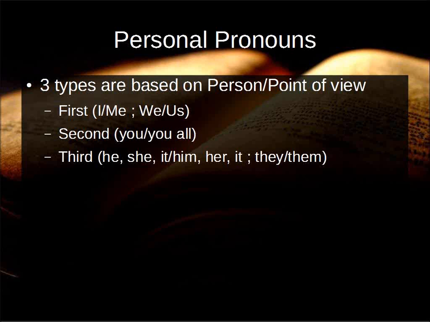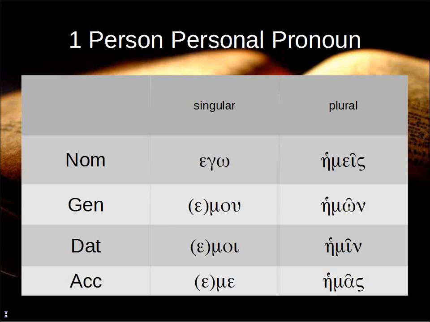All right, so the first chart I'm going to show you is the first person personal pronoun, all right? So we have nominative, genitive, dative, accusative, and these are the particular forms in the singular and plural. And so in the nominative, that word is pronounced ego, ego.